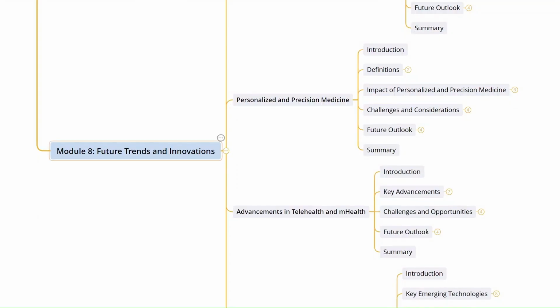Next, Module 8, Future Trends and Innovations. As the healthcare landscape is continually transformed by technological breakthroughs, understanding future trends and innovations becomes crucial for anyone involved in healthcare delivery, management, or policy making. This course provides a comprehensive overview that prepares students to engage with, adapt to, and lead change in this dynamic environment.